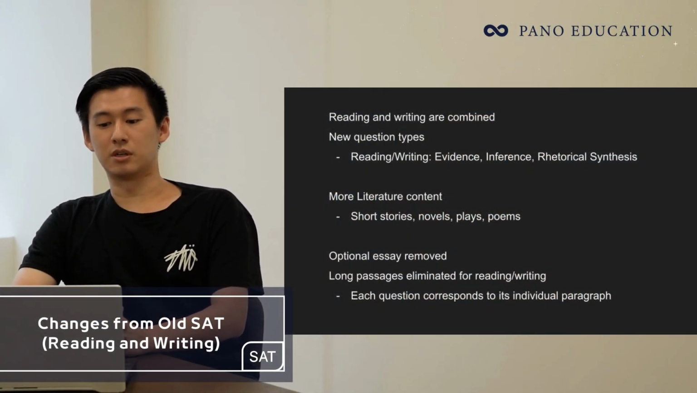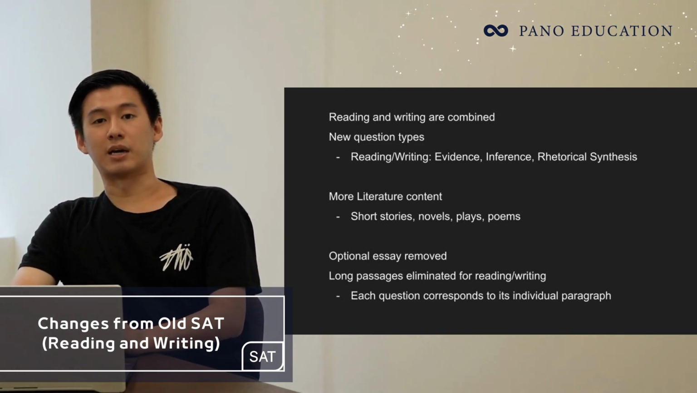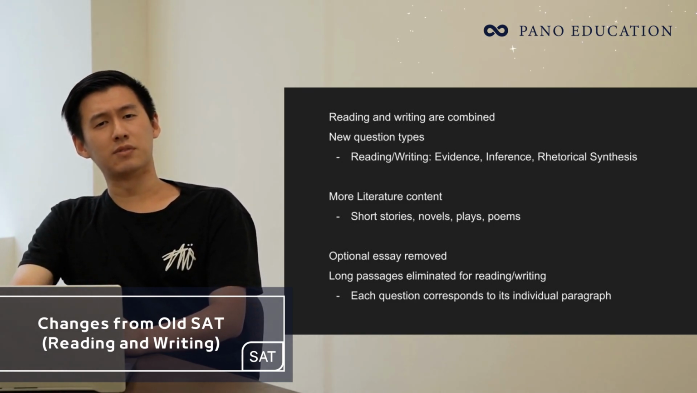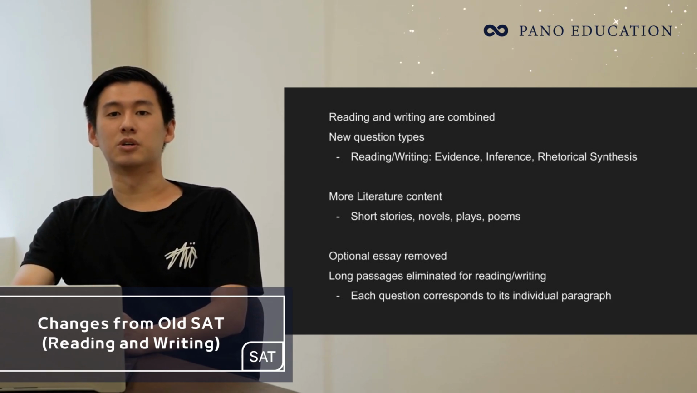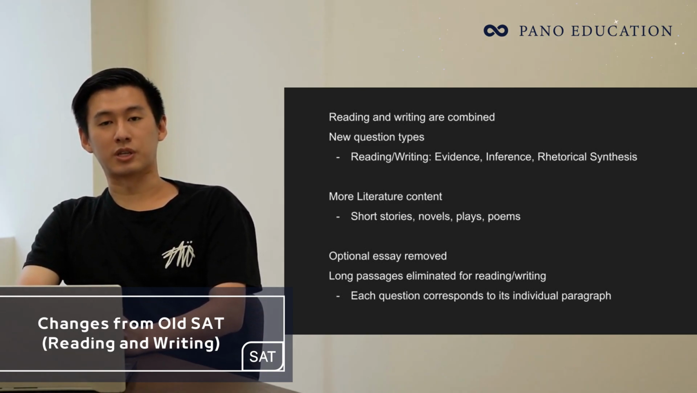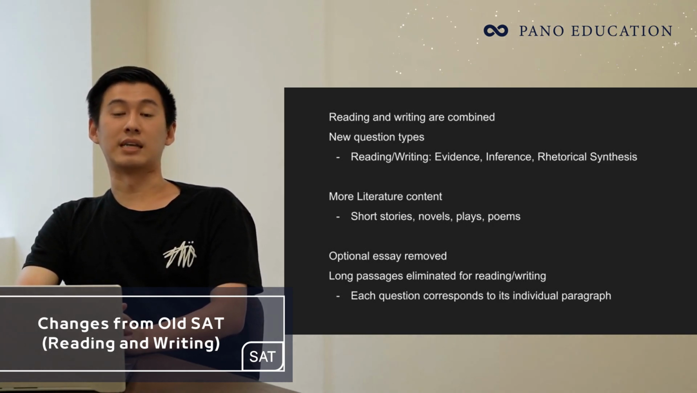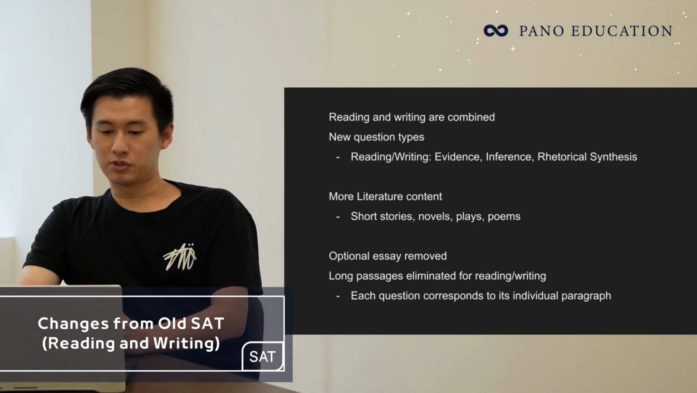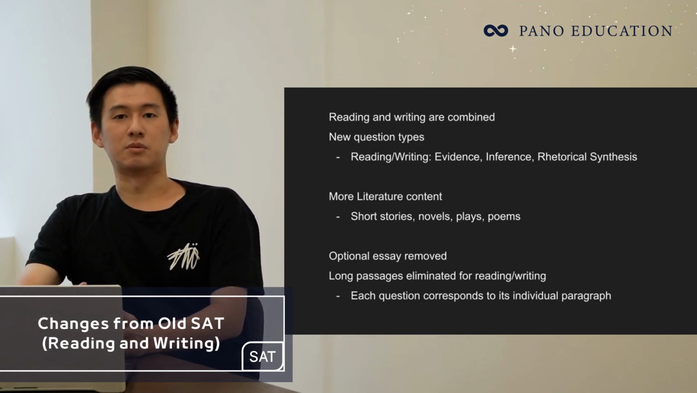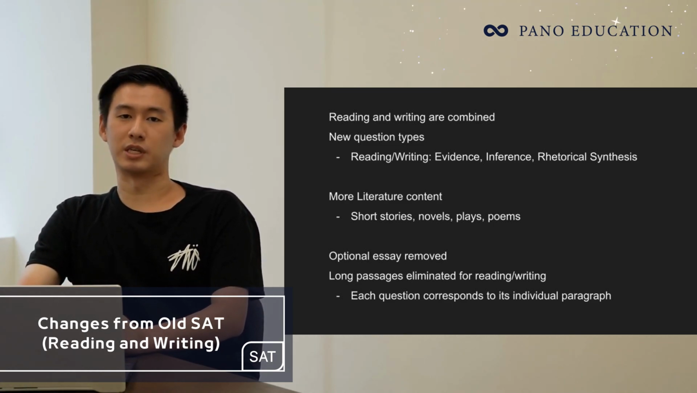Regarding the changes for the digital SAT with respect to the old SAT, for reading and writing, the sections are now combined, so they're no longer separate. You're going to see new question types such as a rehaul of the evidence and inference questions, as well as additional rhetorical synthesis questions on the grammar section. In addition, there will be more literature content such as short stories, novels, plays, and poems that will be used for adaptive material. The optional essay is now removed, and you will no longer see long individual passages for the reading and writing. Previously, you would see maybe between 1 to 10 questions for one long passage. Now each question will correspond to its unique individual prompt paragraph.